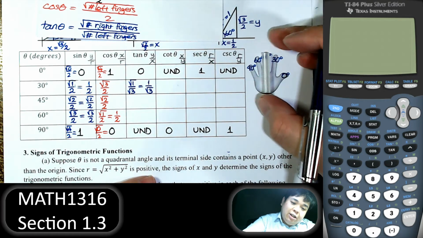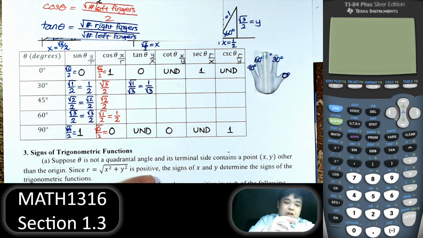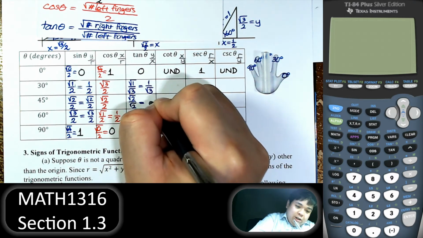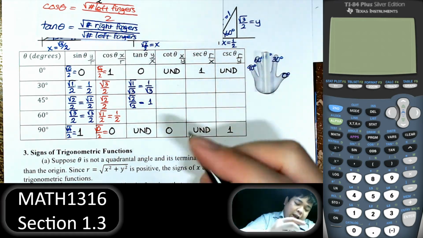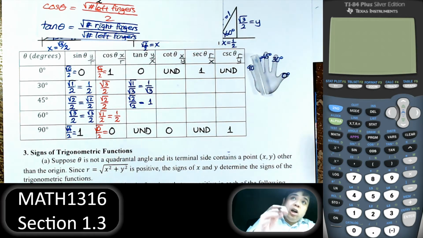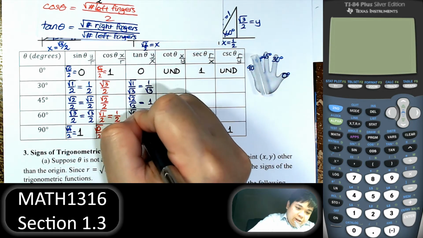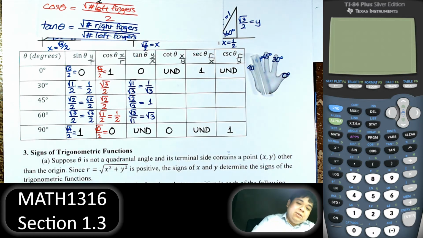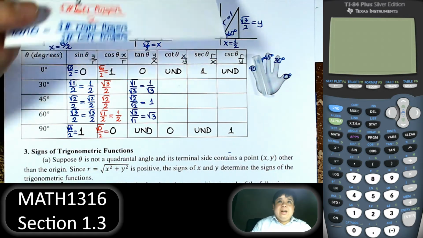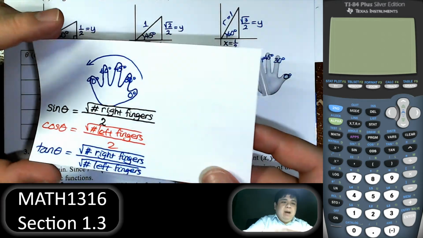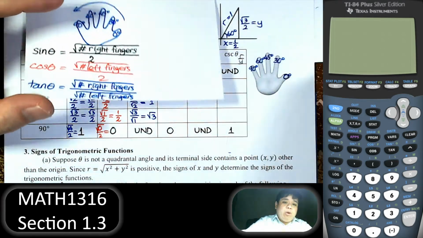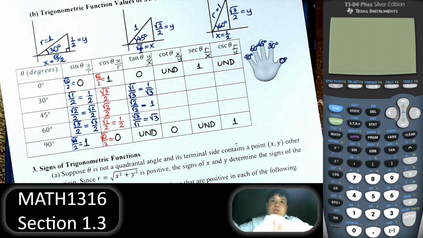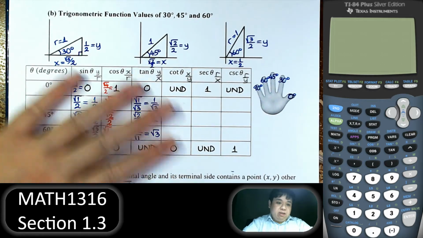Next, 45 degrees. 2 fingers on the right, 2 fingers on the left. Square root of 2 over square root of 2 is 1. And then 60 degrees. 3 on the right, 1 on the left. Square root of 1 is 1. So that's what we have. So this trick will come in handy. Of course, when we get used to it, we can memorize it, just like with the multiplication table. If we use it enough, then we have it.